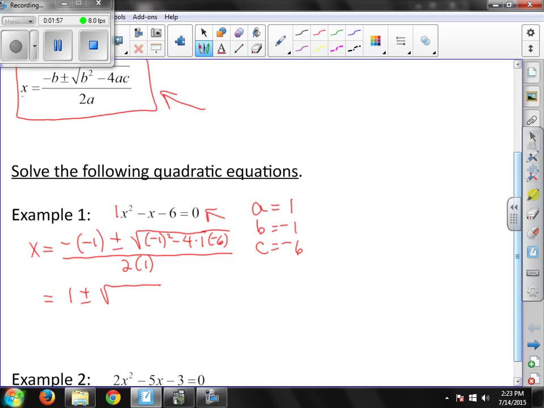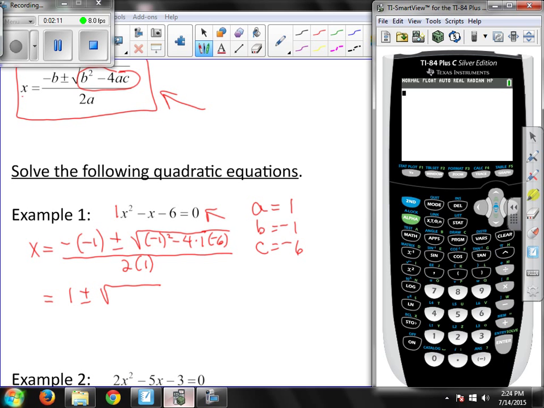Now, this calculation, the b squared minus 4ac underneath the root sign, is called the discriminant. And we should always do that separately, and preferably on your calculator. So I'm going to bring my calculator up, and I'm going to type it in pretty much the way I see this right here, using parentheses. Negative 1 squared minus 4 times 1 times negative 6. Press enter, and I get the number 25. So I'm going to put my 25 under my radical over 2.